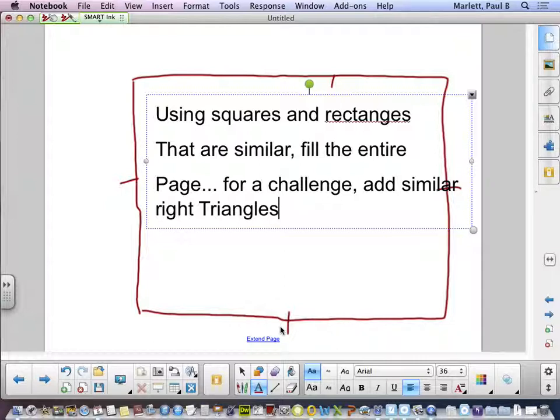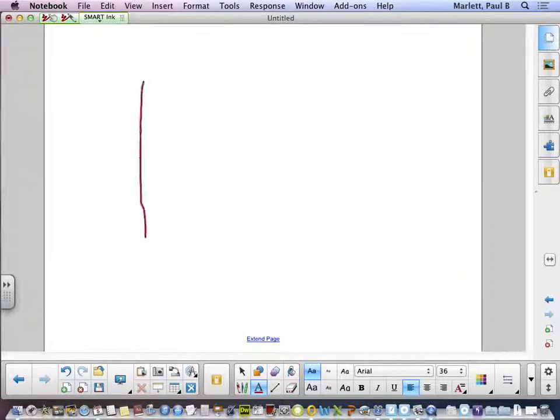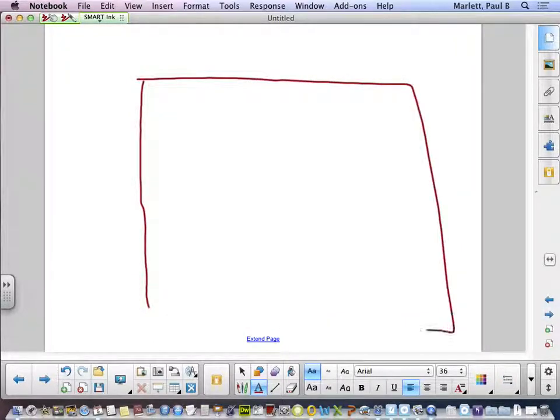Okay, but guys, I'll take a snapshot of this and I'll paste it for you so you don't have to write it down. So you should have a big square. Using squares and rectangles that are similar, fill the entire page. For a challenge, add similar right triangles. So what this means is here's my square. You have to use every single square on the graph paper within your square. You can't leave anything out.